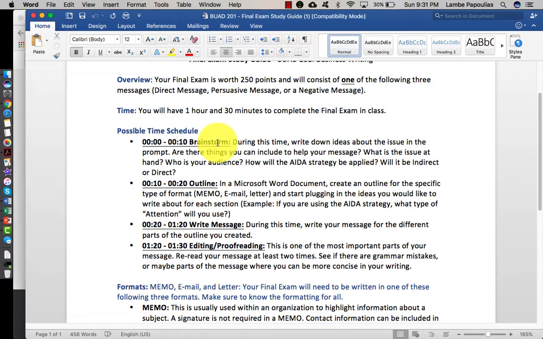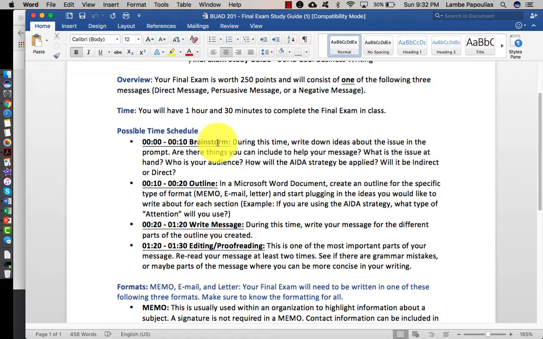Then the next 10 minutes, in a Microsoft Word document, create an outline for the specific type of format, whether it's a memo, email, or letter, and start plugging in the ideas you would like to write about for each section. Example, if you are using the ADA strategy, what type of attention will you use? Then for the next hour, write your message. During this time, write your message for the different parts of the outline you created.